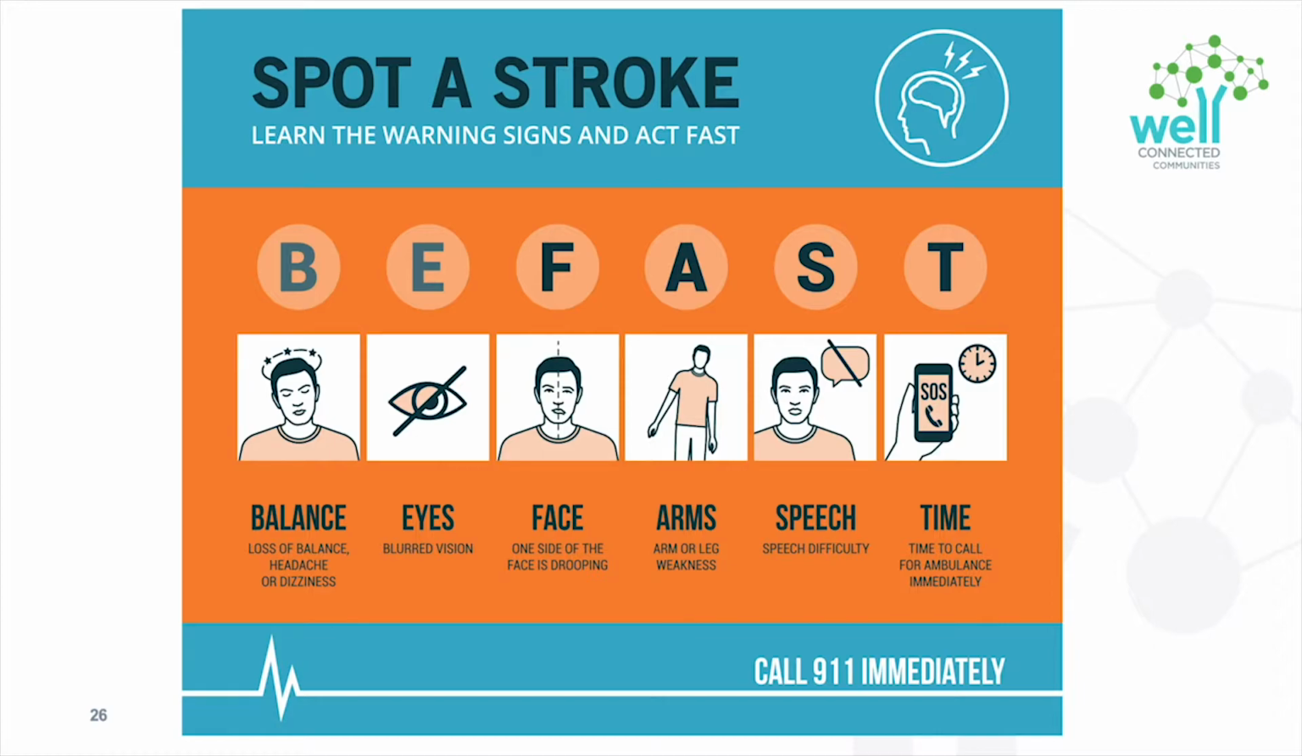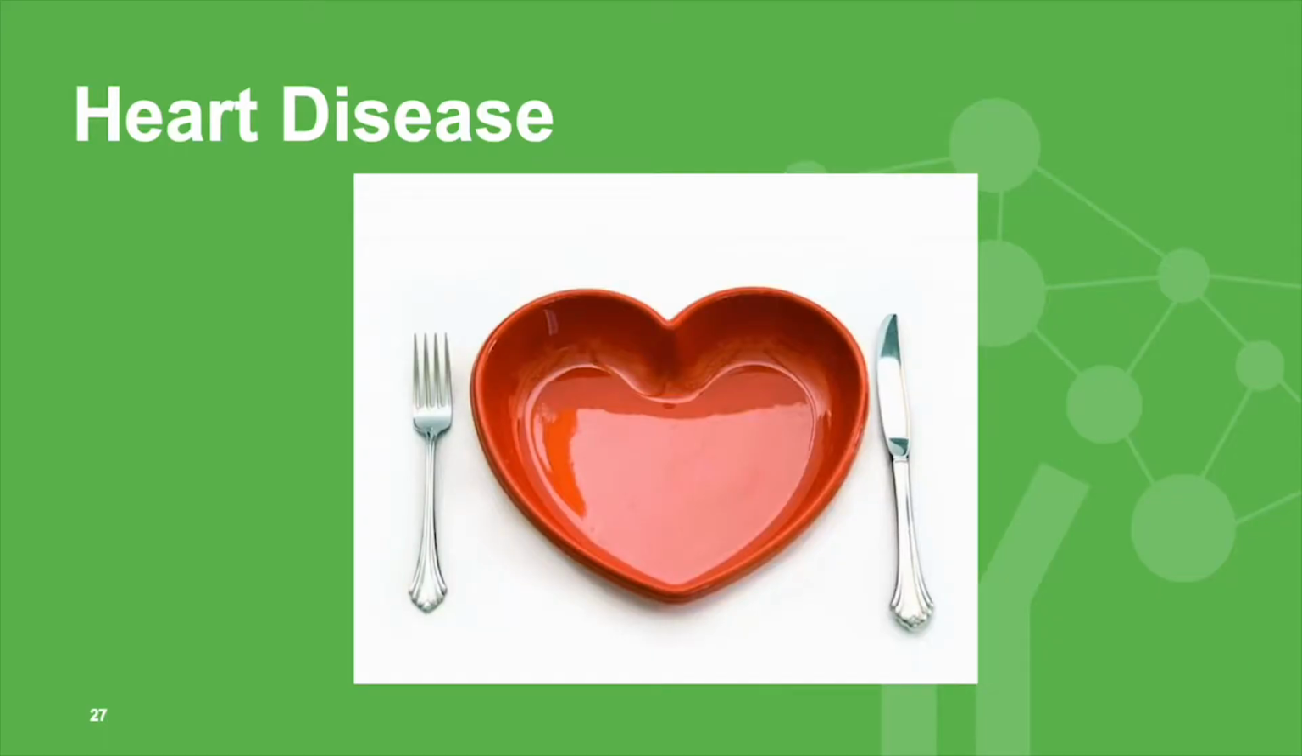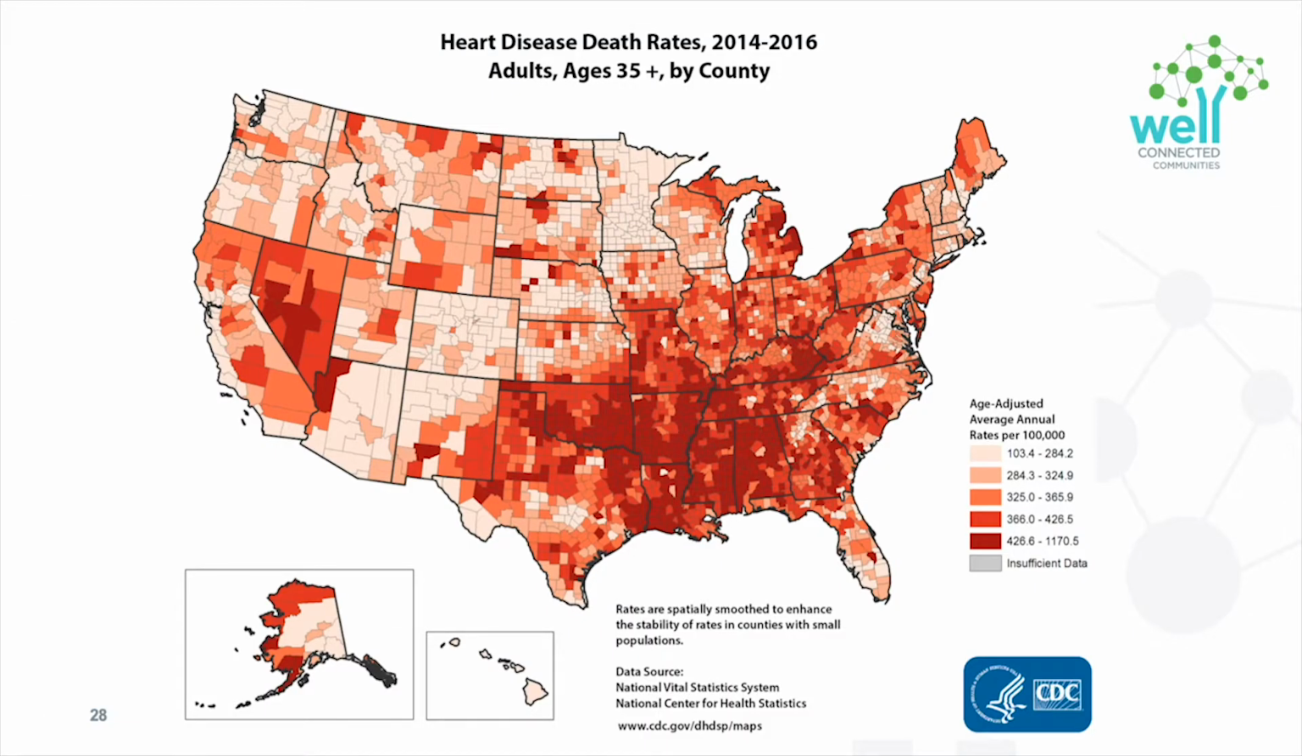Next, we'll discuss heart disease. This map shows heart disease death rates for adults aged 35 and older by county. Counties in the darker shades have higher death rates than those in lighter shades. Do you see any patterns or trends on the map? How do you think this might relate back to maps showing stroke and high blood pressure rates that we looked at earlier? Where does your county rank compared to others in your state? What about compared to others in the nation?